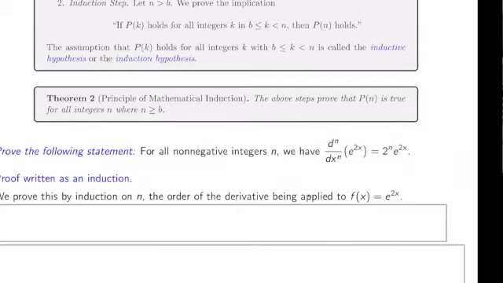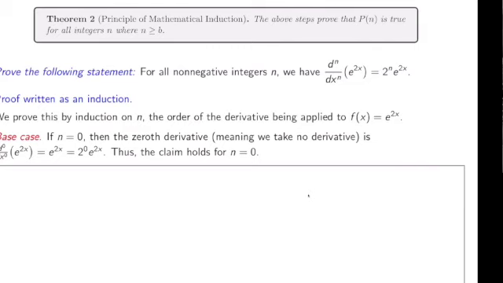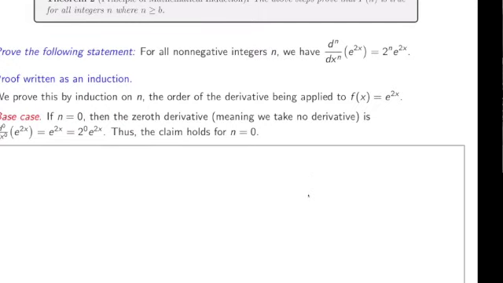in the video, we considered the following example. Let's say we want to show that for all non-negative integers n, the nth derivative of e to the 2x is equal to 2 to the n times e to the 2x. Then just to illustrate what these parts of the proof would be in this case, the base case here would be the smallest value for n. So here we could think about the 0th derivative, which would just be the function itself. And then in the video, we talked about how this holds for the 0th case. When you take no derivatives, you get e to the 2x back, which is 2 to the 0th power times e to the 2x.